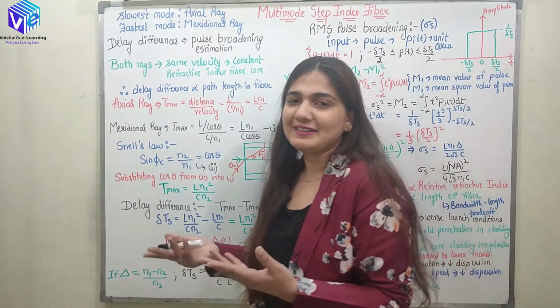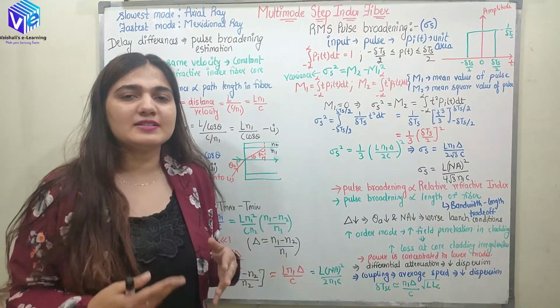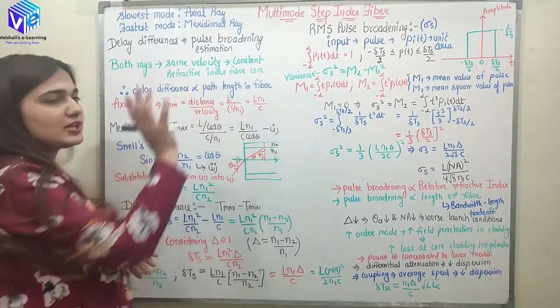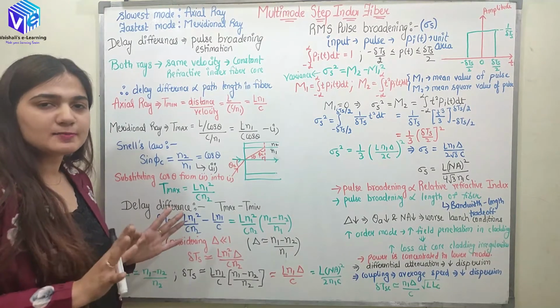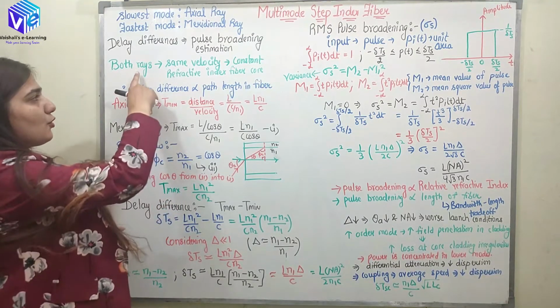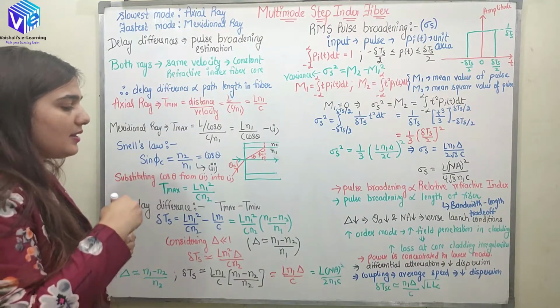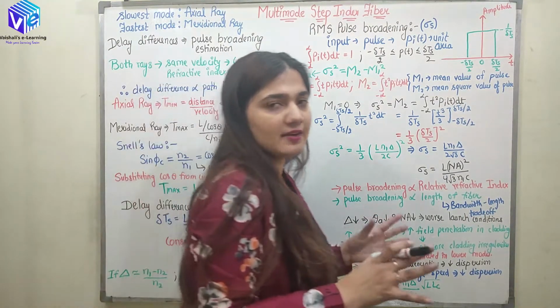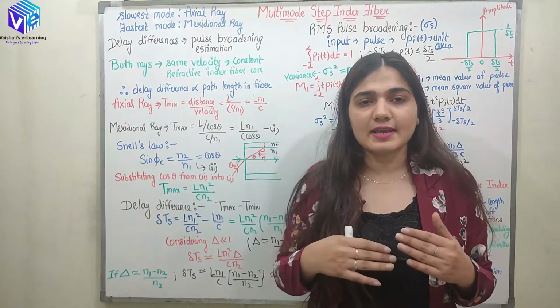Why are we calculating the pulse broadening? From the previous video we know the pulse broadening is the parameter of the dispersion. So we are calculating the pulse broadening to calculate the dispersion. Both of the rays have the same velocity in practical conditions, because the refractive index is the same.